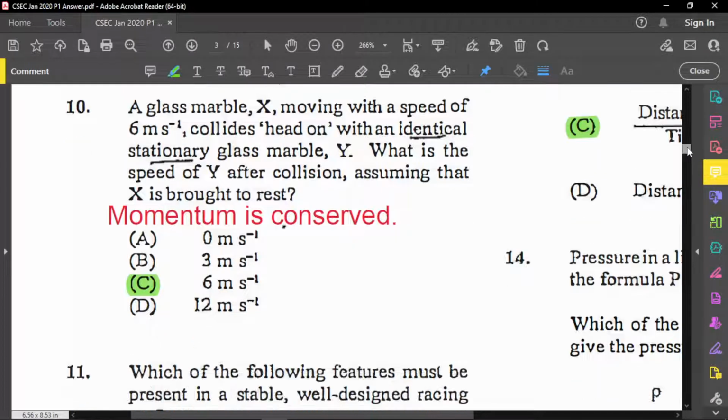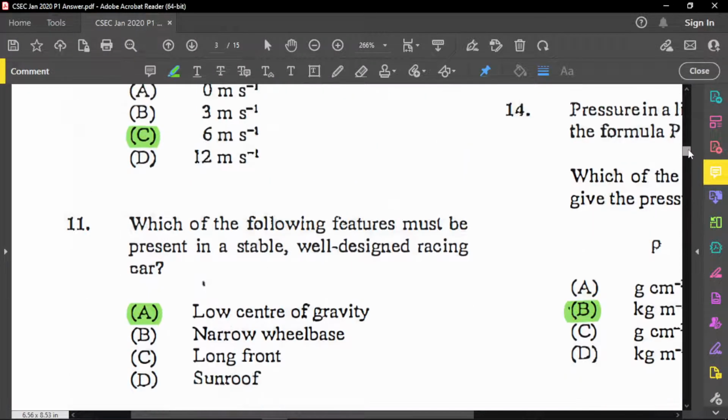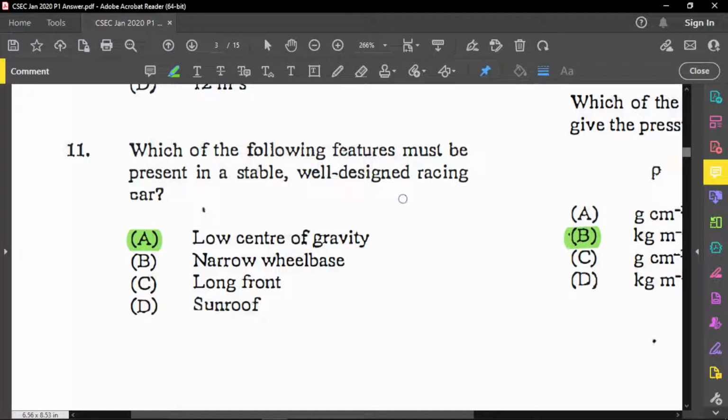Let's go into question 11. Question 11 says, which of the following features must be present in a stable, well-designed racing car? For it to be stable, the low center of gravity is absolutely true. If it has a narrow wheelbase, then definitely the center of gravity will not be that nice in terms of being low, so we'll have instability with that. A long front, no, because it must be proportional as best as possible as well. So the best answer there is A.